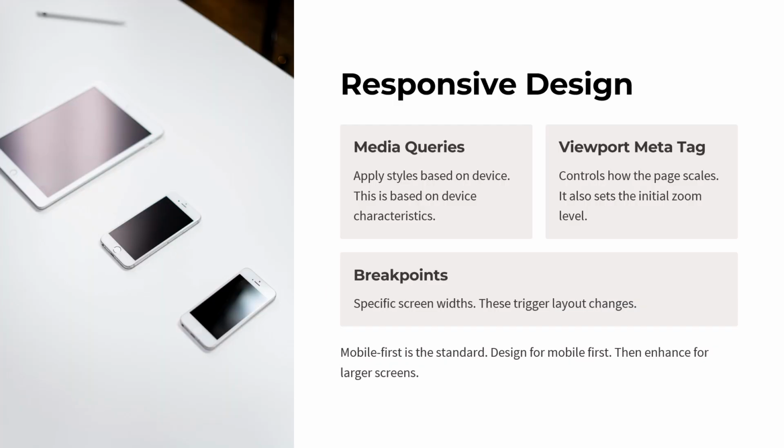Responsive design ensures that web pages adapt seamlessly to different screen sizes and devices, providing an optimal user experience. It allows websites to be accessible and visually appealing across smartphones, tablets, and desktops without requiring separate designs for each device. Media queries play a key role in responsive design by applying styles based on device characteristics such as screen width, height, and resolution. They enable developers to adjust layouts, fonts, and images dynamically to fit various screen sizes.